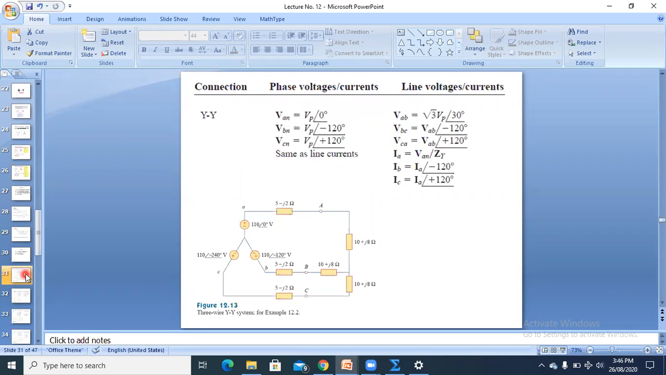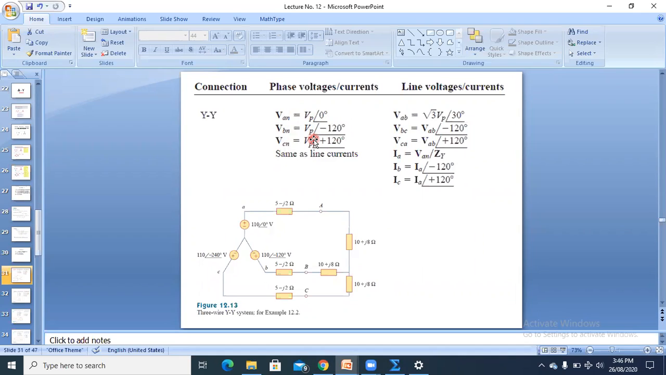Now there is the summary of what we have learned. First we learned about the Y to Y connected system. In the Y to Y connected system, we have the value of the phase voltage. The phase voltages in a positive sequence are at 0 degrees, minus 120 degrees, and plus 120 degrees, and the magnitude is the same.